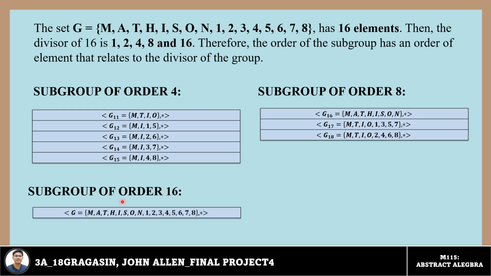So this is basically the improper subgroup, which is the subgroup G having the elements M, A, T, H, I, S, O, N, 1, 2, 3, 4, 5, 6, 7, and 8 under the operation star. So this is the final project number 4.